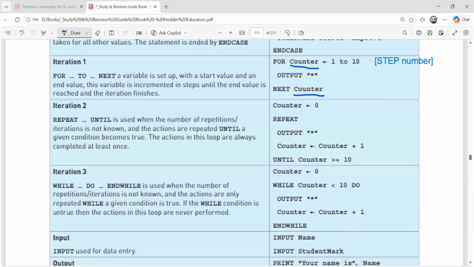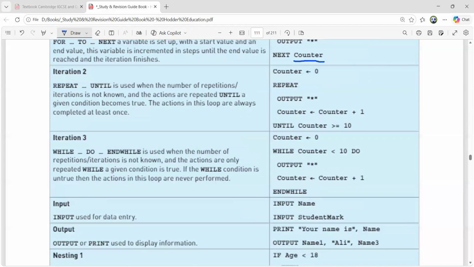It's completely possible. Repeat until is used when the number of repetitions is not known and the actions are repeated until a given condition becomes true. Actions in this loop are completed at least once. So this is a description that can again come in your paper. Although we have been talking about these things repeatedly in the class, also that repeat until works when condition is false. It stops working when condition becomes true.